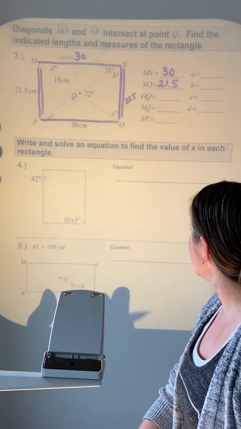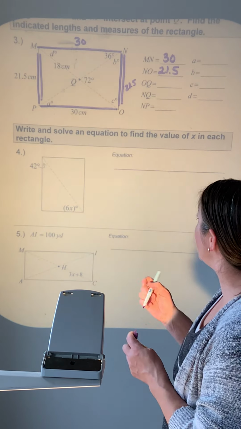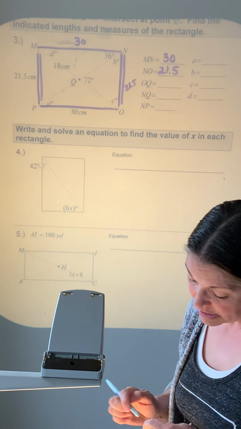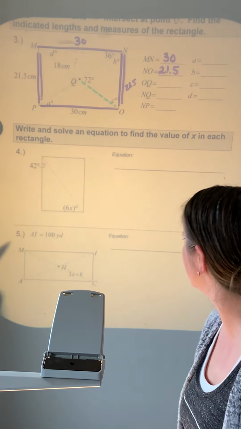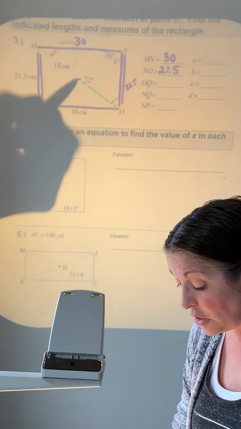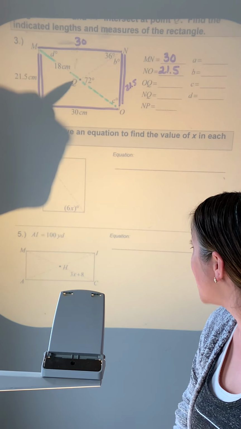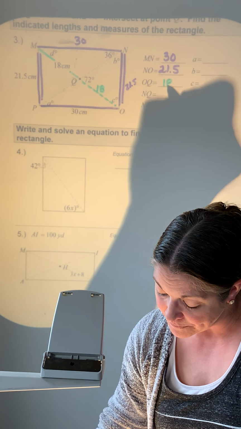Now for the rest of them, we're talking about the stuff inside, the diagonal. So let's take a look at OQ. OQ is this little part right here. Well, if I continue the other side, I notice that there's an 18 in this top part. So therefore, I know there's an 18 on the bottom part.